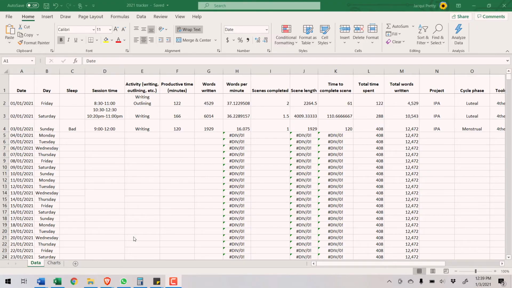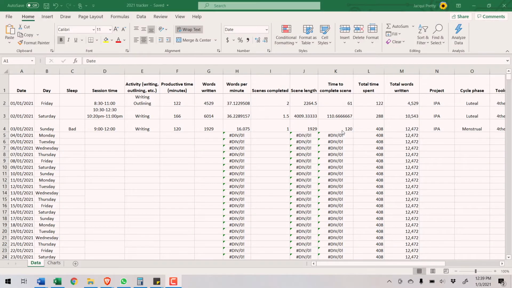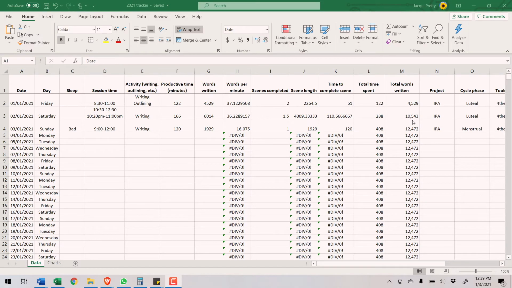That's the number of words divided by the number of productive minutes, number of scenes completed, and then the length of the scene. This is based on the number of scenes completed divided by the number of words written, time to complete the scene. This is something I haven't decided how helpful it is yet, but I thought it would be helpful to have more things to measure than just pure word count, such as how I'm progressing through scenes.